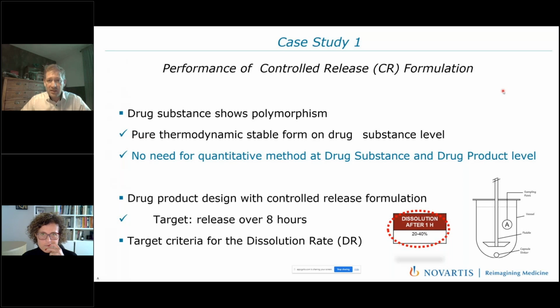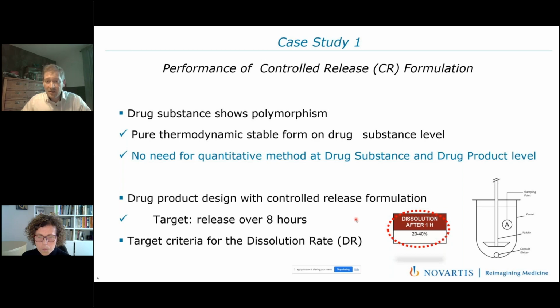We were certainly running the expected polymorphism program, and we understood that the drug was exhibiting polymorphism. In this case, we selected the most thermodynamically stable form at the drug substance level in order to minimize the burden of the quantitation exercise at the drug product level. In terms of product design, we wanted to get controlled dissolution release over a period of 8 hours. And just to give you an idea of what this test is, it is described in the monograph USP2.